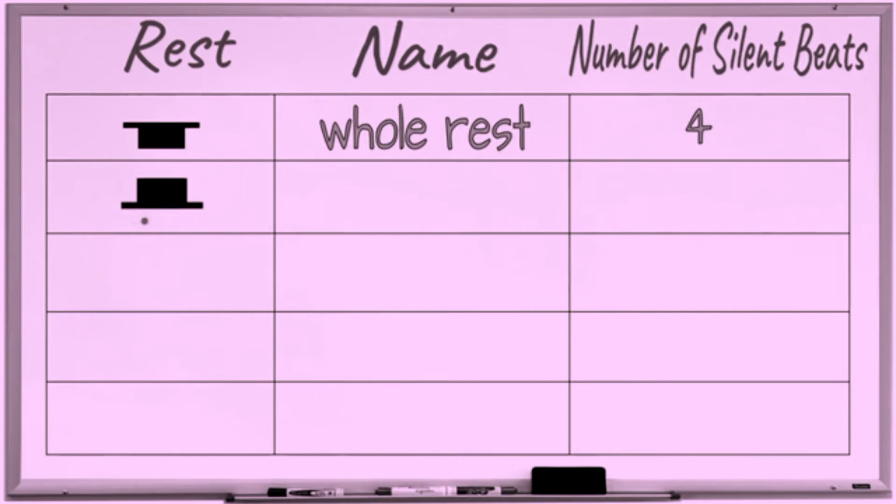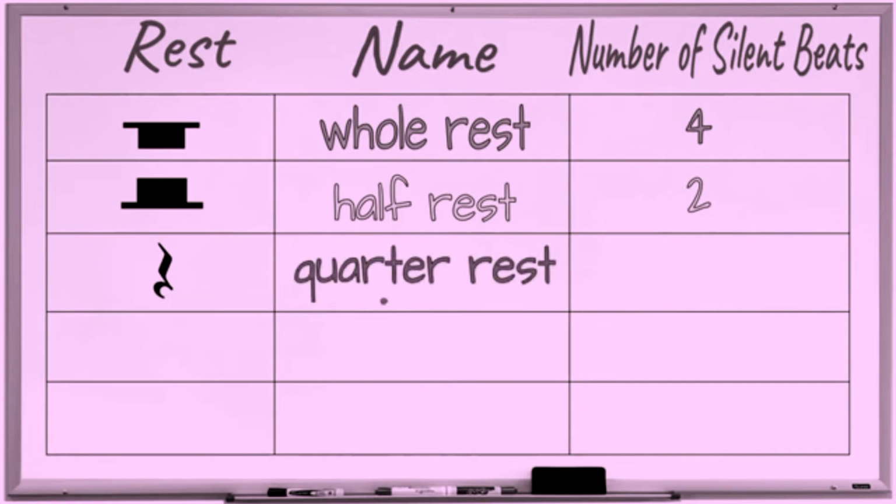For this one, it's the opposite of the first one. Its box is facing upward, or the rectangle is facing upward, and it's called a half rest. Again, half rest. It receives 2 silent beats. Next, this one looks like a crooked letter Z to me, and it's called a quarter rest. Again, quarter rest. It has 1 silent beat only.